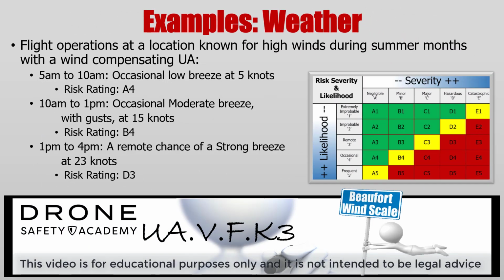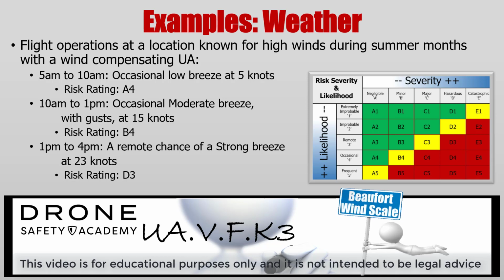Let's apply a risk assessment to weather. Let's take, for example, flight operations at a location known for high winds during summer months, and you're using a wind compensating UA, one that can handle maybe 20 knots. From 5 a.m. to 10 a.m., there is occasional low breeze at 5 knots. All right, we apply what we know, we take a look at the chart, and we might give this a risk rating of A4. From 10 a.m. to 1 p.m., there may be occasional moderate breeze with gusts at 15 knots. Again, we apply what we know, and we might come up with a risk rating of B4.